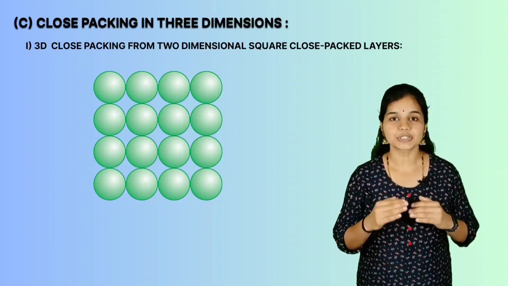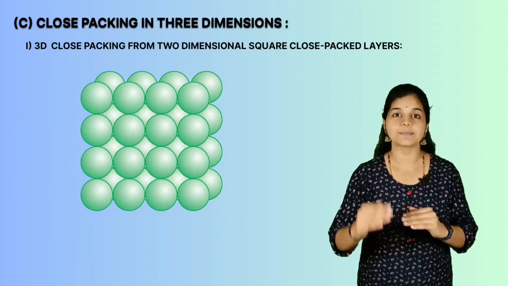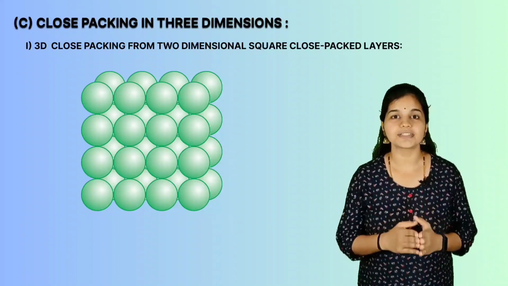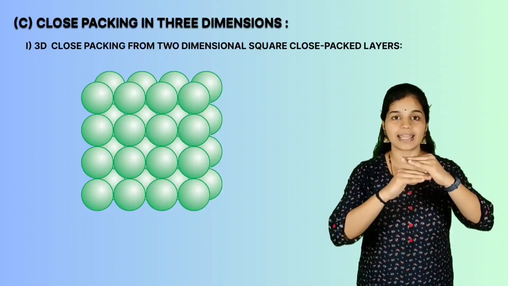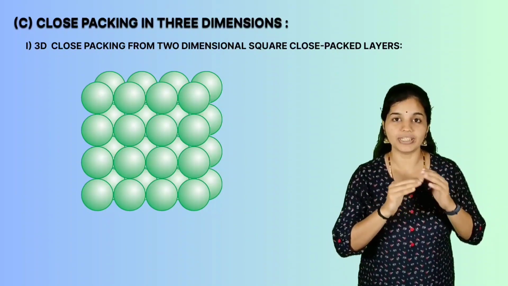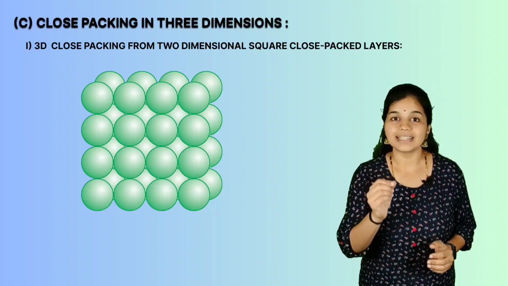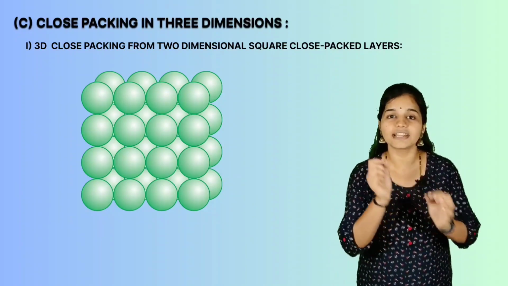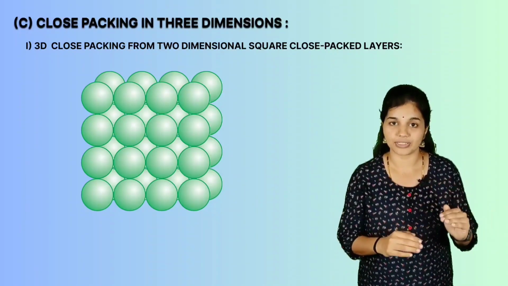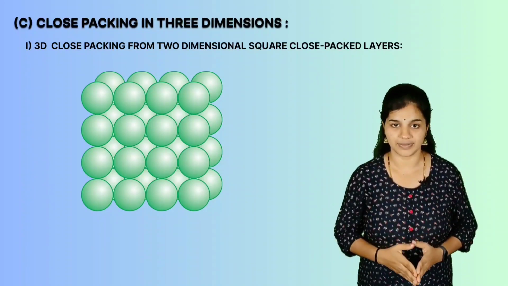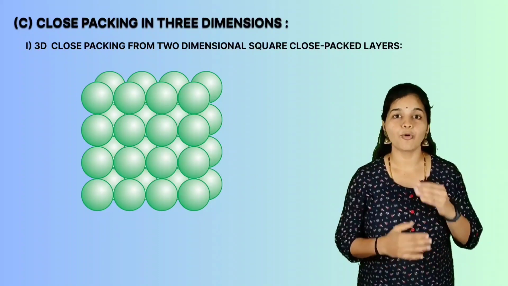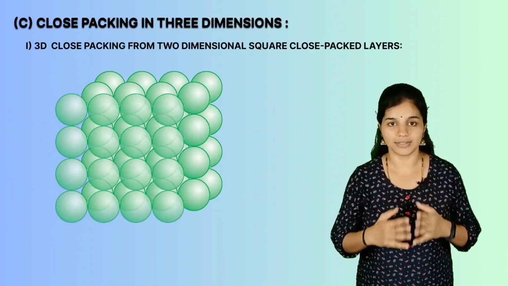The second square close packed layer is placed over the first layer such that the spheres of the upper layer are exactly above those of the first layer. In this arrangement of spheres, both the layers are perfectly aligned horizontally as well as vertically. In the same way, we can place more layers one above the other.